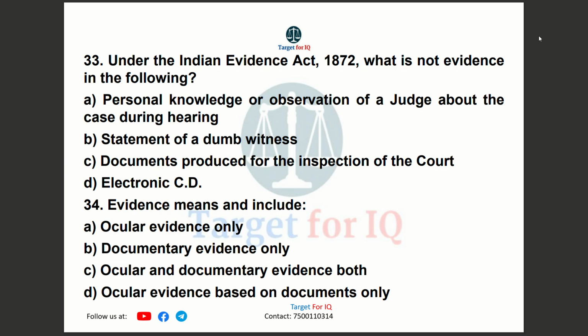Question number 34. Evidence means and includes option A, ocular evidence only. Option B, documentary evidence only. Option C, ocular and documentary evidence both. Option D, ocular evidence based on documents only. The correct answer to question number 34 is option C, that is, ocular and documentary evidence both.